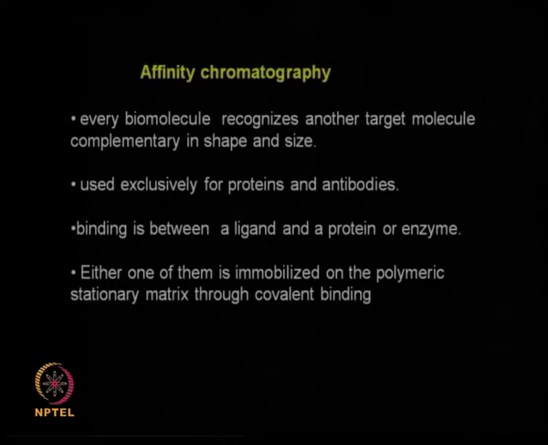So affinity chromatography is looking at an affinity between a ligand and a protein. That means a biomolecule recognizes another target molecule complementary in shape and size. So you have a protein, antibody, a ligand and an enzyme and so on. Either the protein can be immobilized on the stationary phase or the ligand can be immobilized on the stationary phase. So it tries to capture whatever is complementary to it, both with respect to the shape and size.